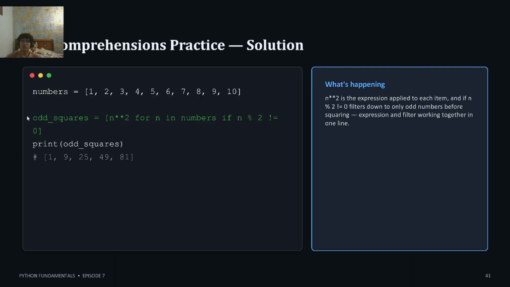Let's check this answer first. Numbers is equal to this, odd squares is equal to n exponent of 2. Same, print odd squares. See, n exponent of 2 is the expression applied to each item, and if n modulo 2 is not equal to 0, it filters down to only odd numbers before squaring.